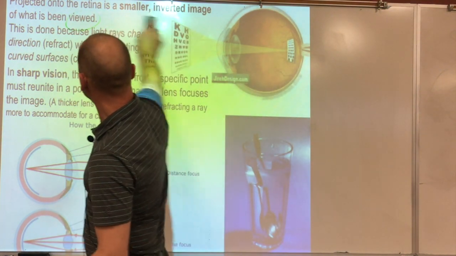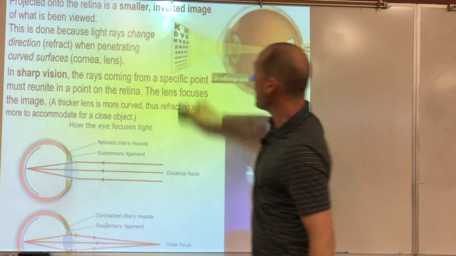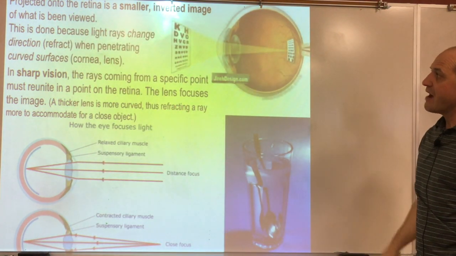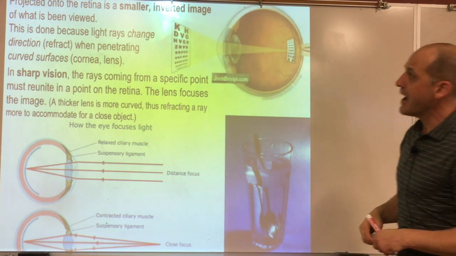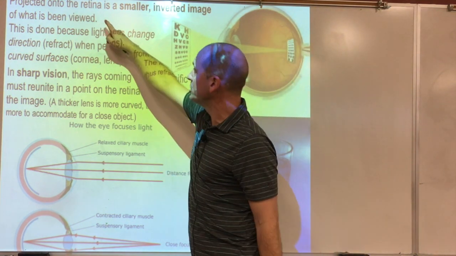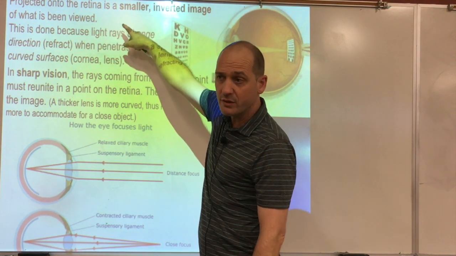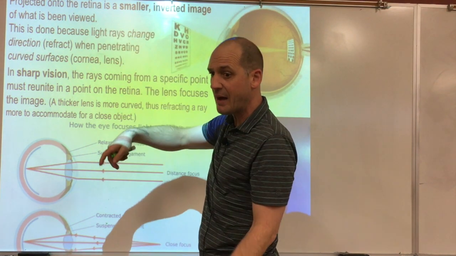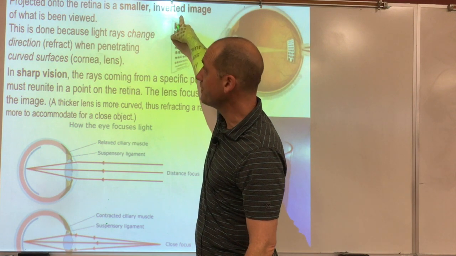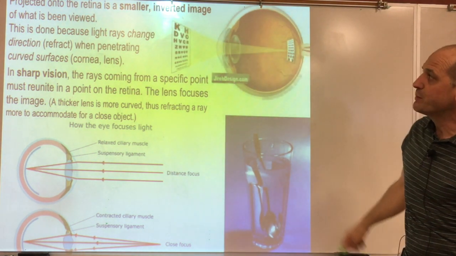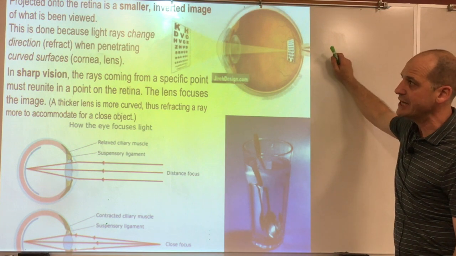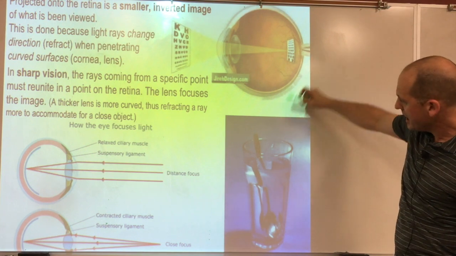Now, how the heck do we do that? When light comes in, we have to figure out how to see with it. We have to project the image onto the retina, smaller, obviously, because the eyeball is pretty small. The image also ends up inverted, because the light coming in has to be refracted. It has to change direction when it penetrates into the eyeball.